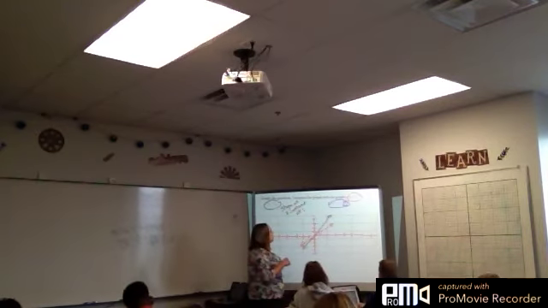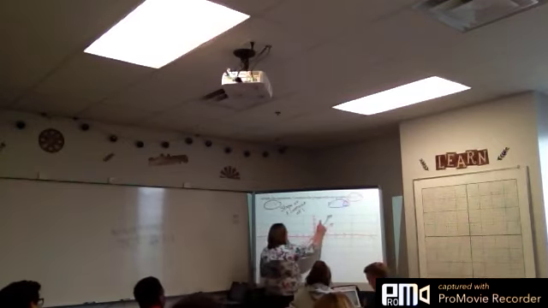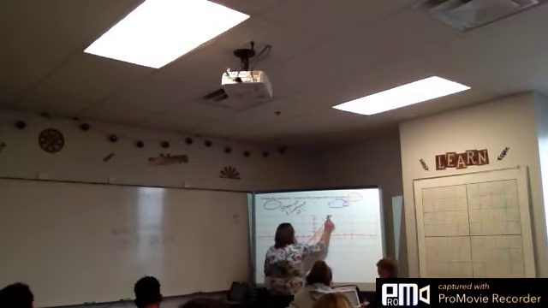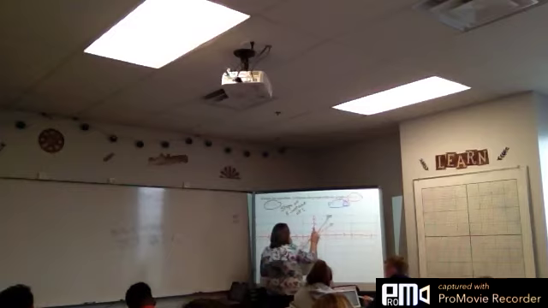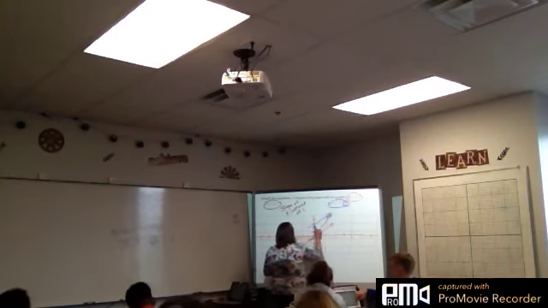Now, what slope do I have? 1, so I still just go up 1 over 1, up 1 over 1, right? And I can go down 1 over 1. And here's this equation, yes?